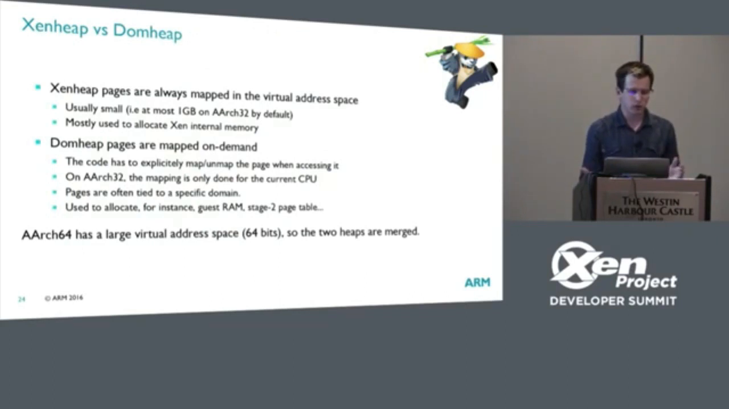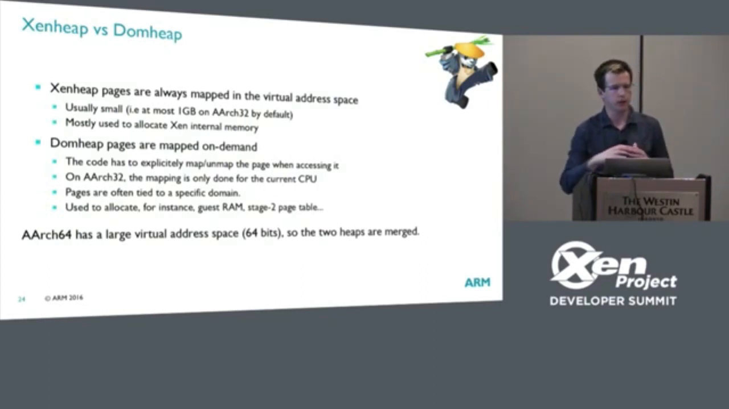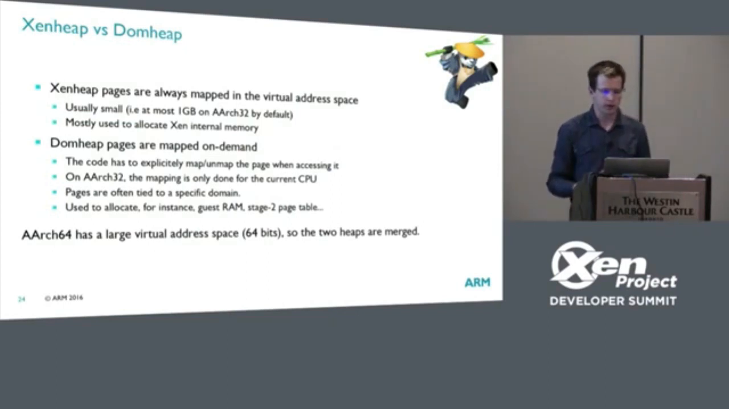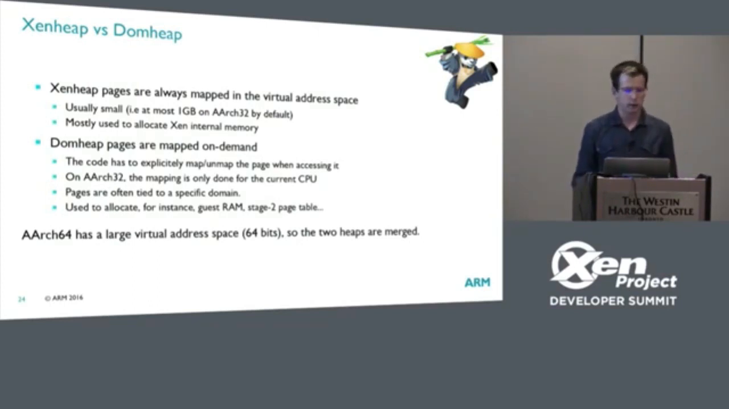So what's the difference between the Xen heap and the DOM heap? The Xen heap is always mapped in the virtual address space of Xen. In the case of ARM32, it's usually very small because the address space is at most 4 GB, so you may not be able to map all the memory. It's mostly used for allocating Xen internal memory, like internal structures. On the other side, the DOM heap is mapped on demand. When you use any memory in the DOM heap, you have to explicitly say you want to map this memory, and then unmap it.